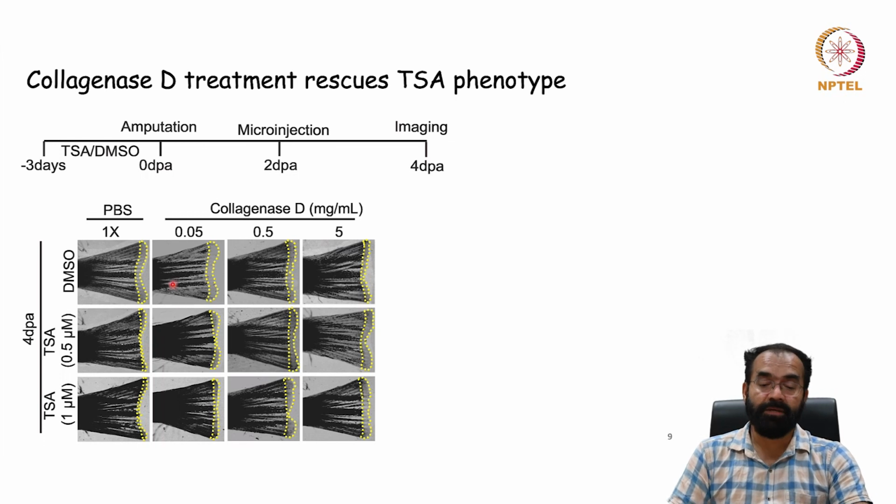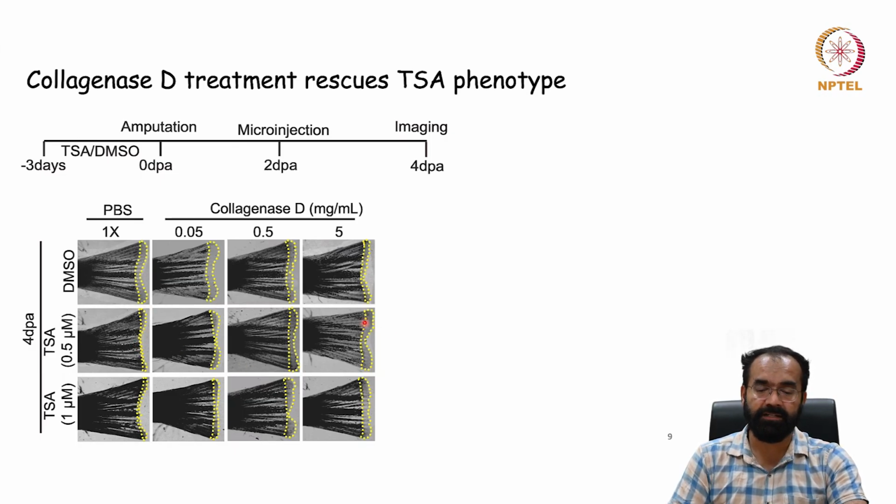However, because of the collagenase treatment like 0.05, 0.5 and 5 milligram per milliliter, that is the collagen concentration we have used, we can see it rescued the TSA mediated inhibition. This should have been the blastema levels, and you could get into this in the highest concentration. Same way 1 micromolar, this should have been the blastema level, but we could rescue it.